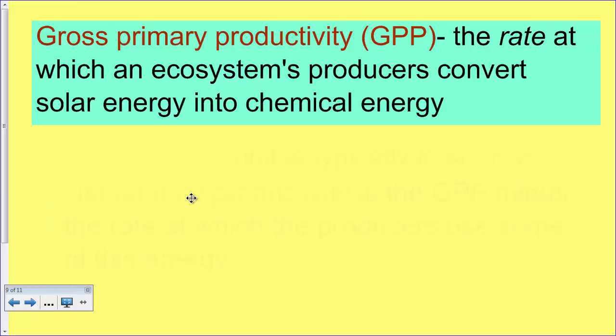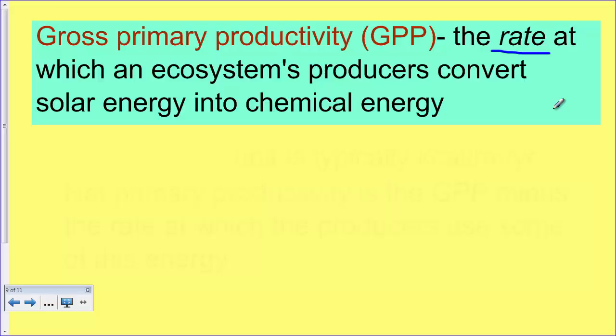Now that leads us into some definitions that we're going to need to know. You're going to see these pop up all the time in FRQs and certainly at the end of the year. So our first one is gross primary productivity, or GPP. And that is the rate at which an ecosystem's producers convert solar energy to chemical energy. Now, what I want to underline here for you is the rate.